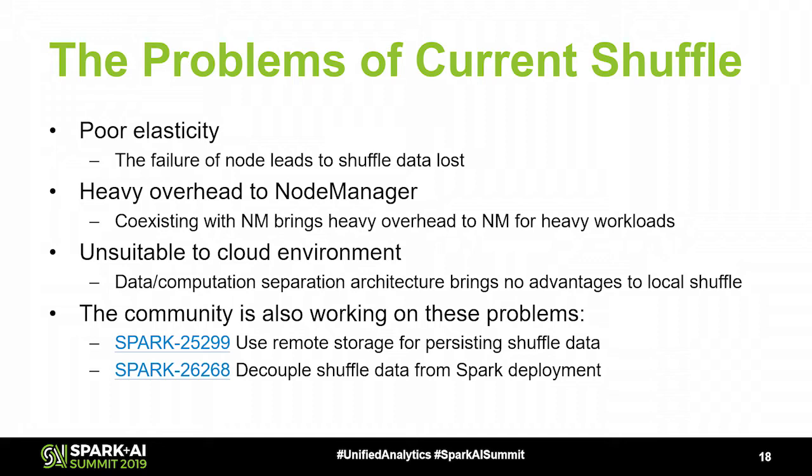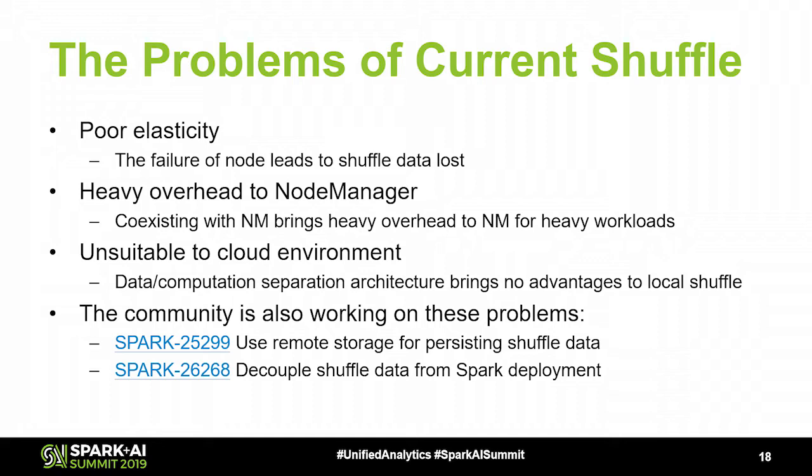If you are deploying the shuffle service, you will find that the shuffle service still persists the data in the compute node. That means if you lose the compute node, you still lose part of the shuffle data, and in the later stage you have to recompute all those lost shuffle data. This is the problem caused by poor elasticity. Another problem is that it causes heavy overhead to the node manager, because your shuffle service is coexisting with the node manager, and it will bring heavy overhead for the node manager if you have heavy shuffle tasks.